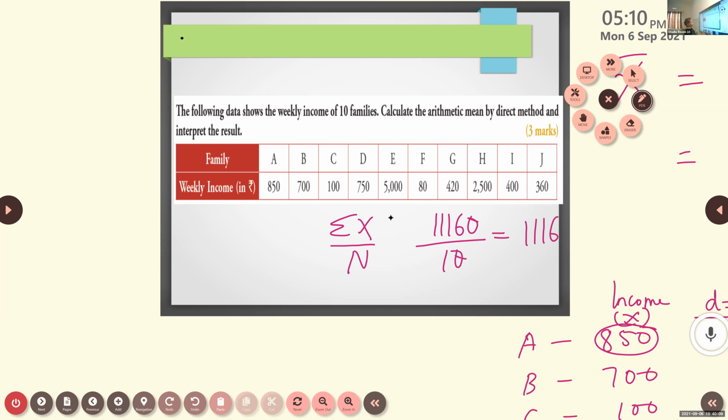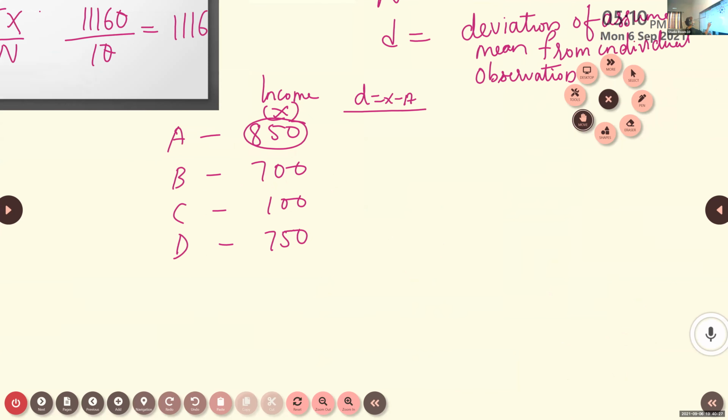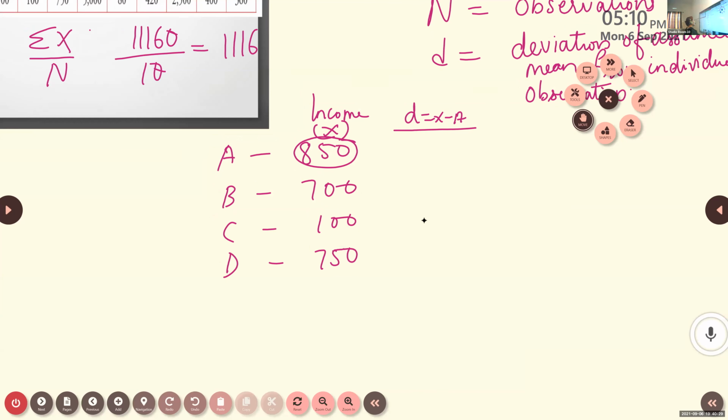For grouped data, we have seen that we take the middle one, and it is according to ascending order only. This is not given like that. Some are very large numbers, some are very small numbers. So because of that, we have taken any one number from this. To get the D, the assumed mean we have selected here is 850.